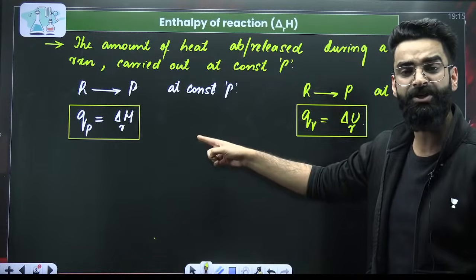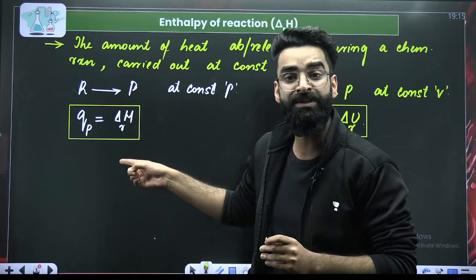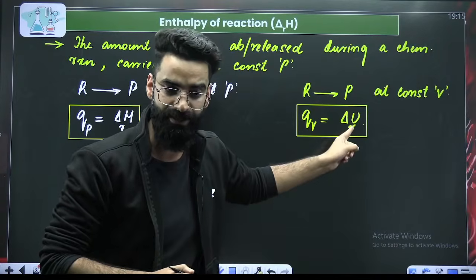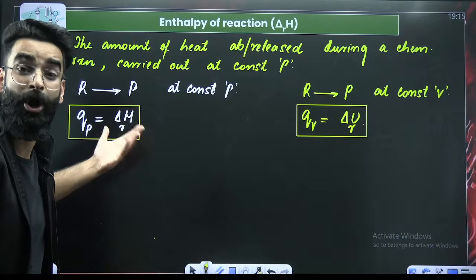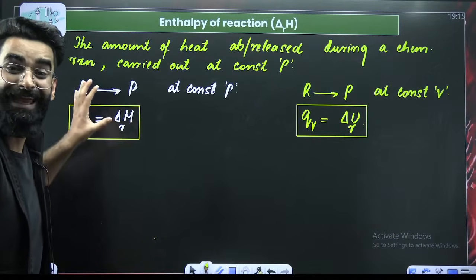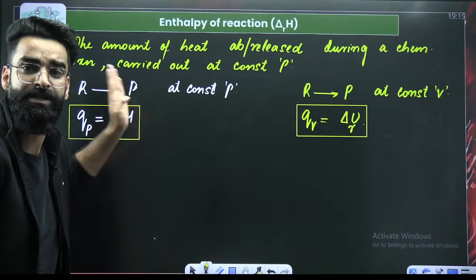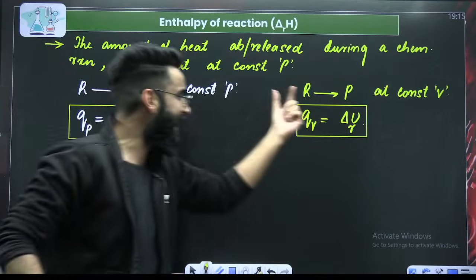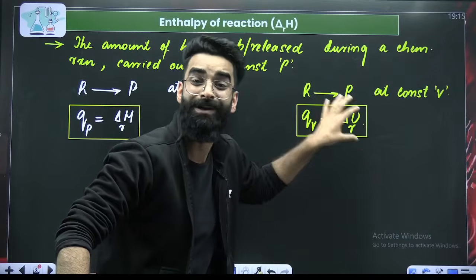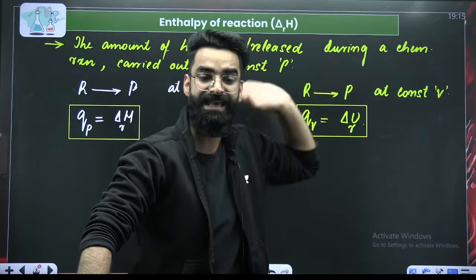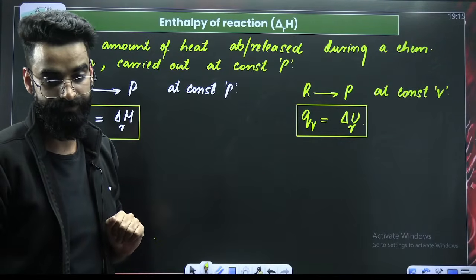One is enthalpy of the reaction, one is internal energy of the reaction, or you can call it enthalpy change in the reaction, internal energy change in the reaction. Let me define both the things again. Enthalpy of the reaction or the enthalpy change in the reaction is basically the amount of heat which is absorbed or released during a reaction which is carried out at constant pressure. Internal energy change in the reaction is the amount of heat which is absorbed or released during a chemical reaction which is carried out at constant volume.